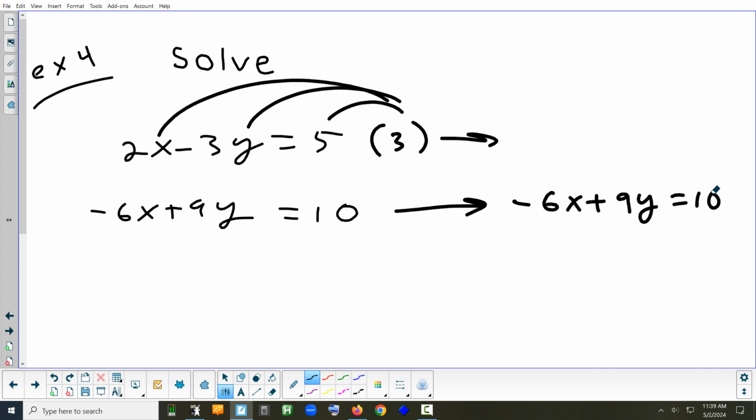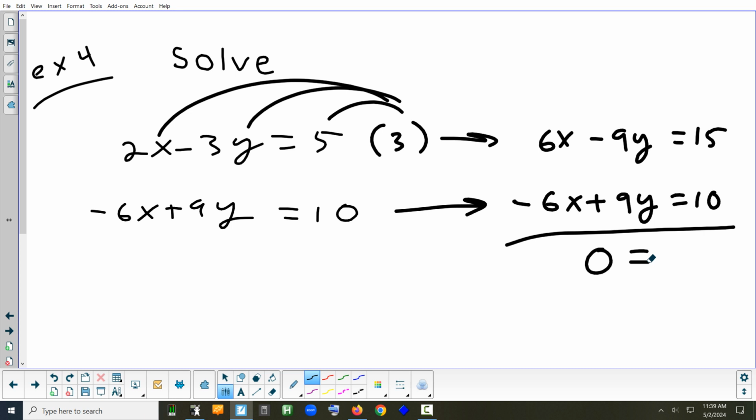And the top is going to give us 6x minus 9y equals 15. Okay, so let's add them up. What do we get on the left side when we add everything up? Doesn't it all cancel? It all cancels, so what are we left with? 0. Yeah, we're left with 0. And what do we get on the right side? 25. Which is not true. That is not true. So that means it's a no solution.